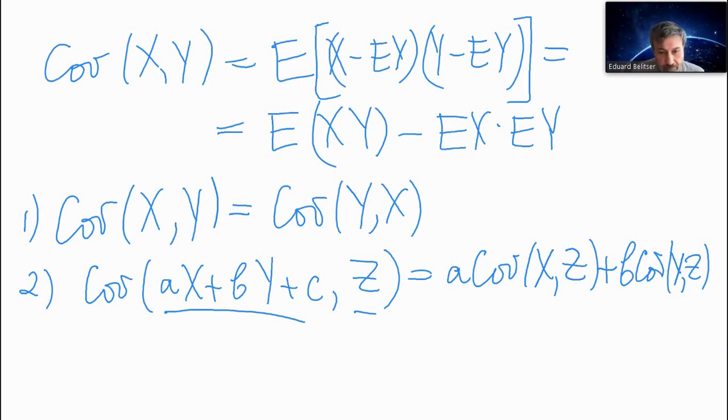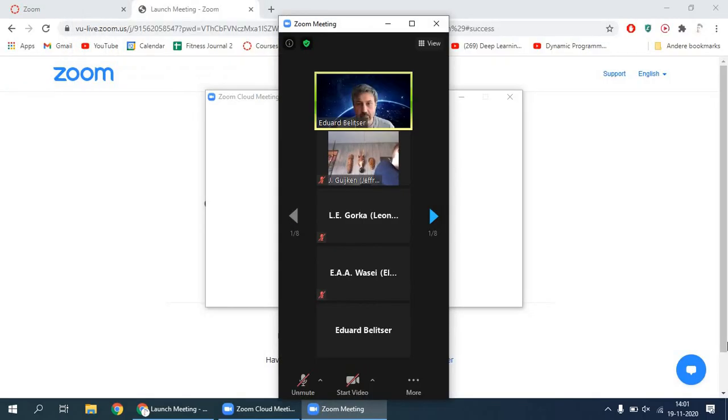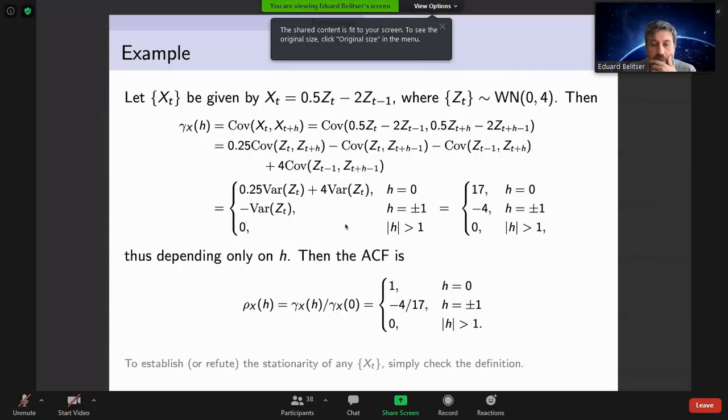Okay, let me go back to, and if you just use this, okay, so it's just the properties of the covariance. What do I do? Somehow I don't see my stop share. Well. Okay, here it is. Okay, there it is.